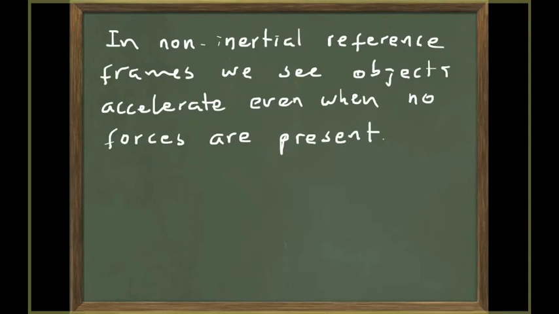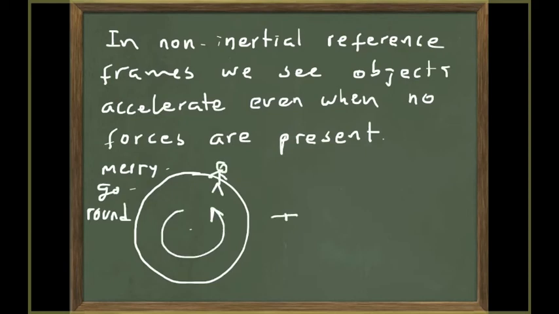So a system of reference that moves in a circle is also a non-inertial system of reference. And in these kinds of reference systems, acceleration can be observed even when there are no forces present. Let me show you an example of this.